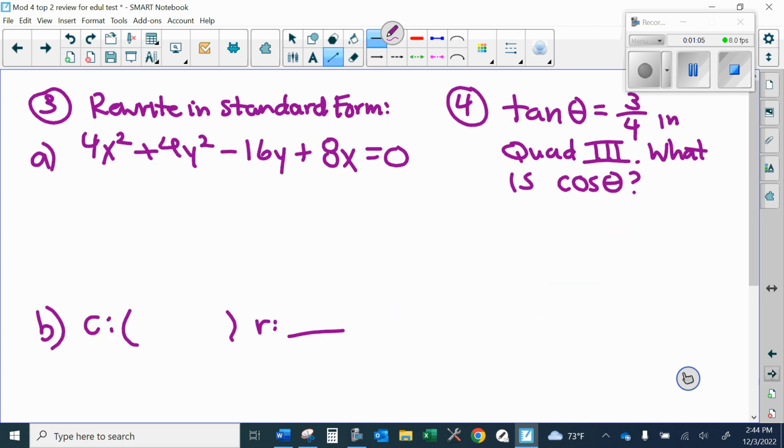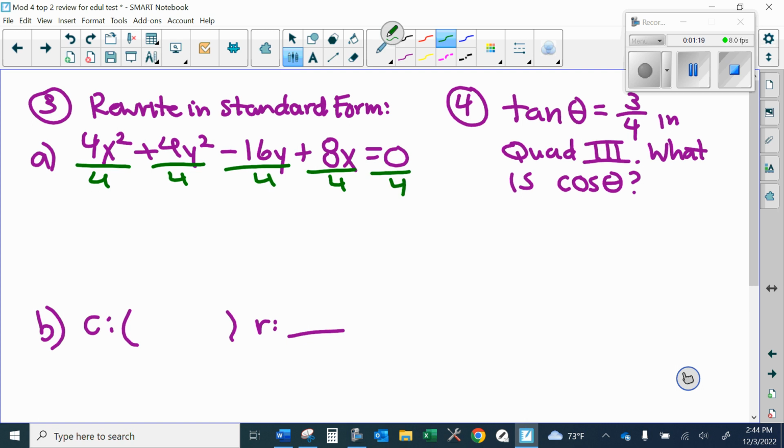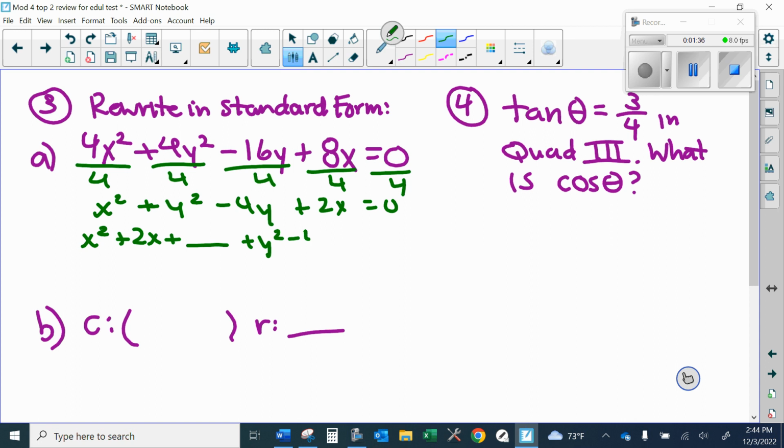Now we have to complete the square, right, in standard form. So first thing I see, I can divide everything by 4 here, because I need to get down to x squared anyway. So I can just go ahead and do that now. And I'm at x squared plus y squared minus 4y plus 2x equals 0. Now I need to get my x's together and put a plus blank, put my y's together, plus blank equals 0 plus blank. Whatever I'm going to add to the left side, I need to add to the right side.